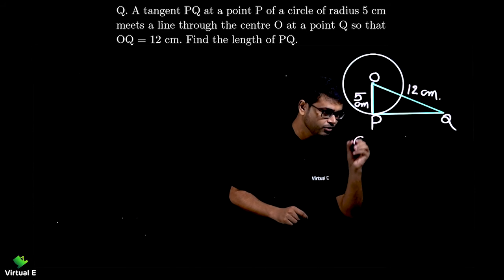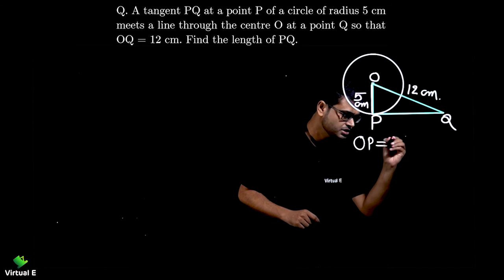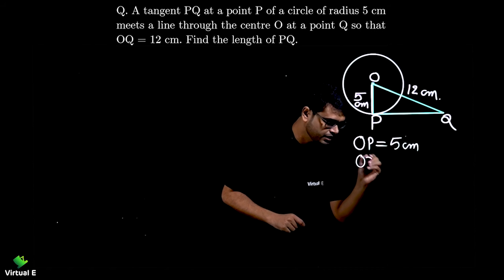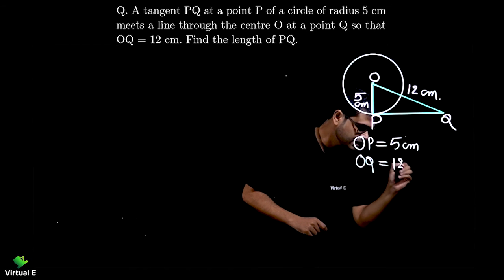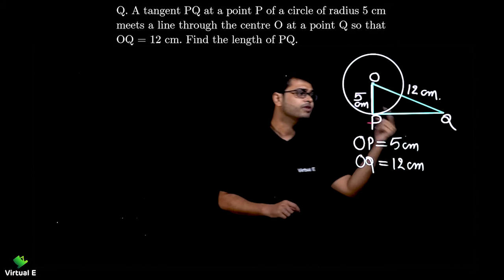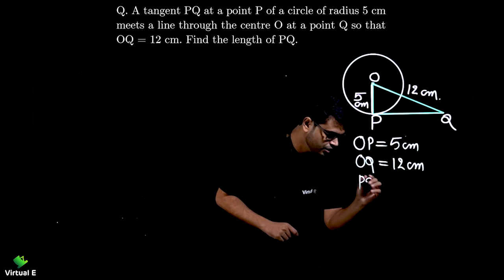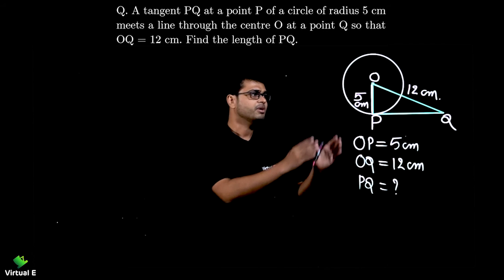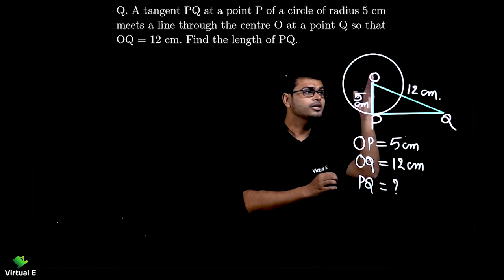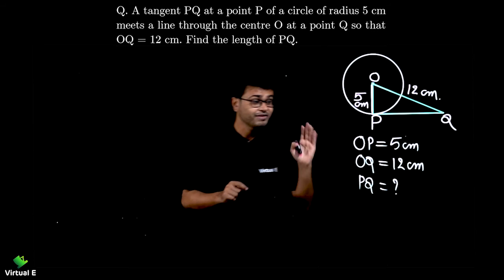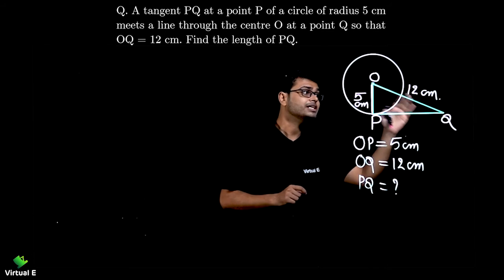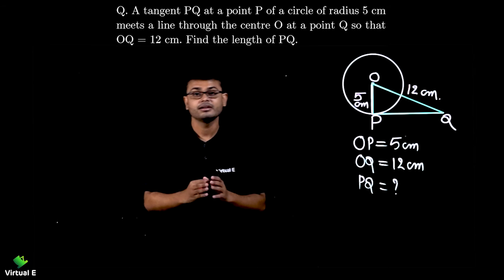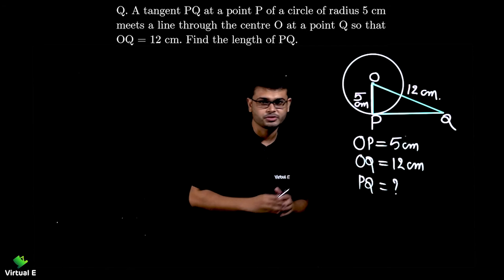First of all, we have OP, which is 5 centimeter, then OQ, which is already given. OQ is equal to 12 centimeter. And what do we need to find? That's PQ. Now see, radius was not given directly, but when you draw the figure, you will identify that OP is the radius, which is 5 centimeter, and OQ 12 centimeter is already given. So how can I use the theorem that we learned in the previous session to solve this question?